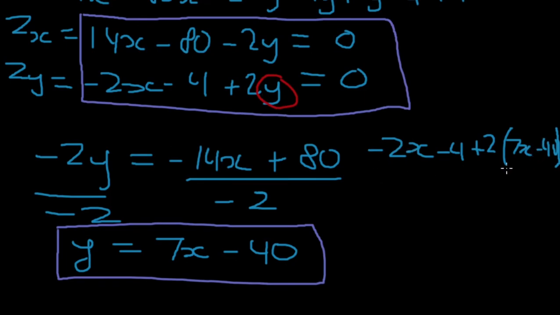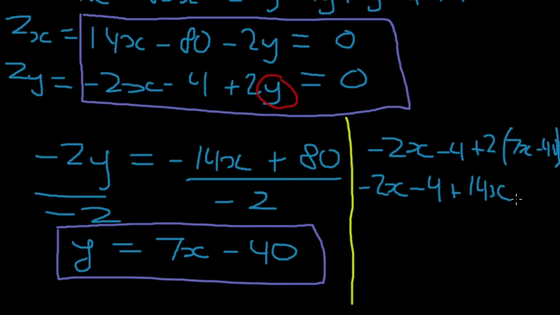And now we just solve for x here, and it's going to equal 0. So we're going to have, let me just draw a line here, negative 2x minus 4 plus 2 times 7x, 14x, 2 times negative 40, 80, equals 0.